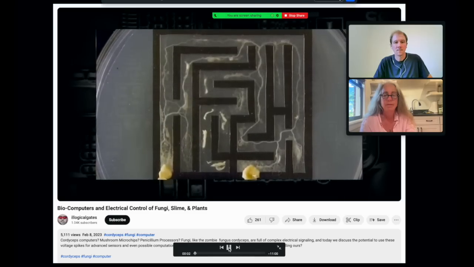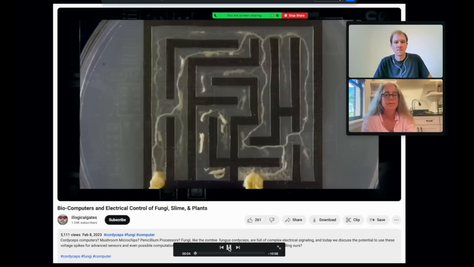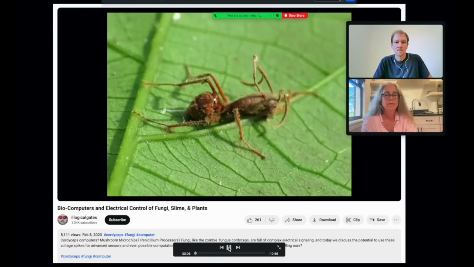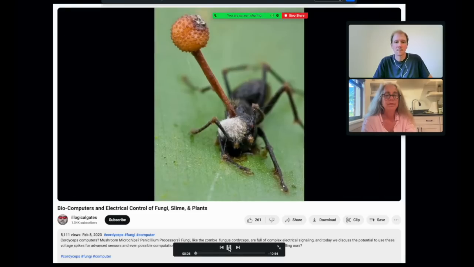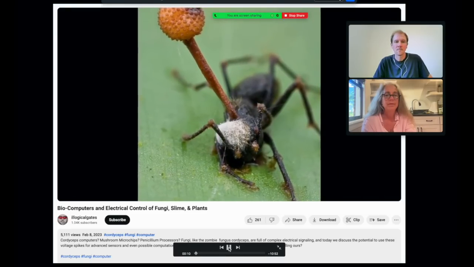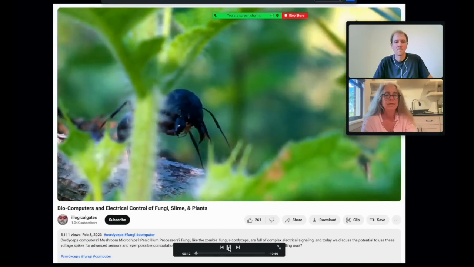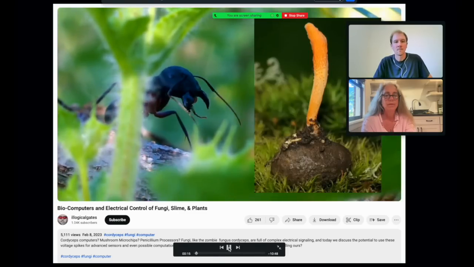Control and use fungi first for our own biosensors and maybe even computation. See, the cordyceps is able to attach to a live ant, get inside the body, and will the ant to move and navigate to a precise location that's optimal for the fungi's liking.